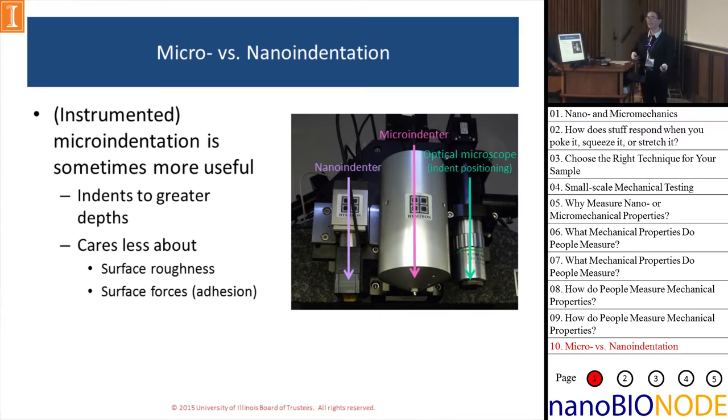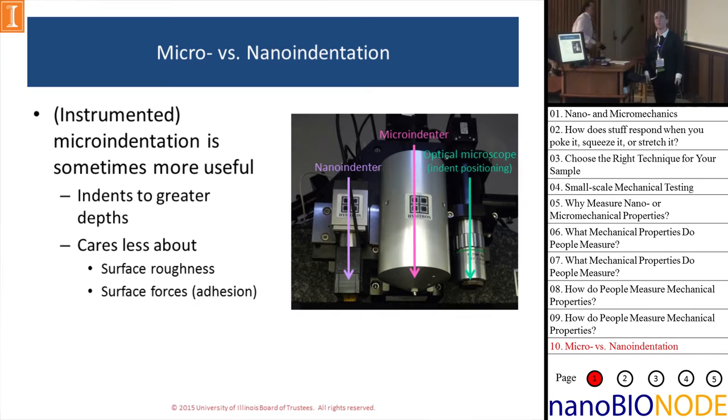But sometimes microindentation is actually more useful because if you're going really deep into your sample, then small irregularities on the surface don't matter. Then little surface stickiness doesn't really matter because you're probing more of the bulk properties of your sample. And many nanoindenters also have microindenter attachments. This is an example of one that I have in my lab.